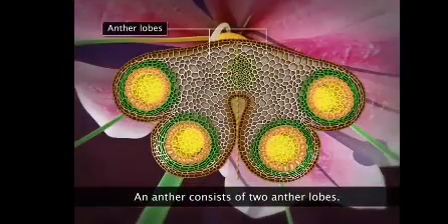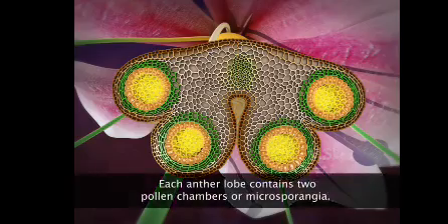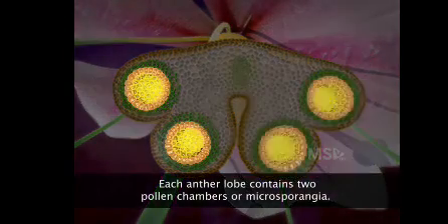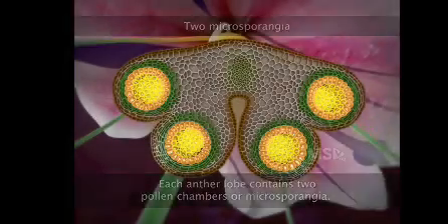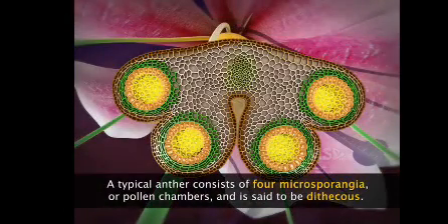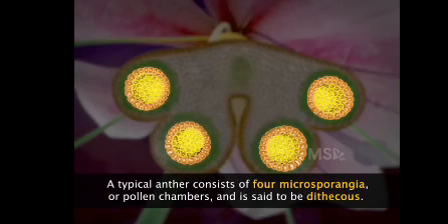An anther consists of two lobes which are connected by a sterile tissue called the connective tissue. Each anther lobe consists of two chambers called the microsporangia. The singular is microsporangium, also called the pollen chambers. Thus, a typical anther consists of four roughly spherical microsporangia. Such an anther is said to be dithecous.